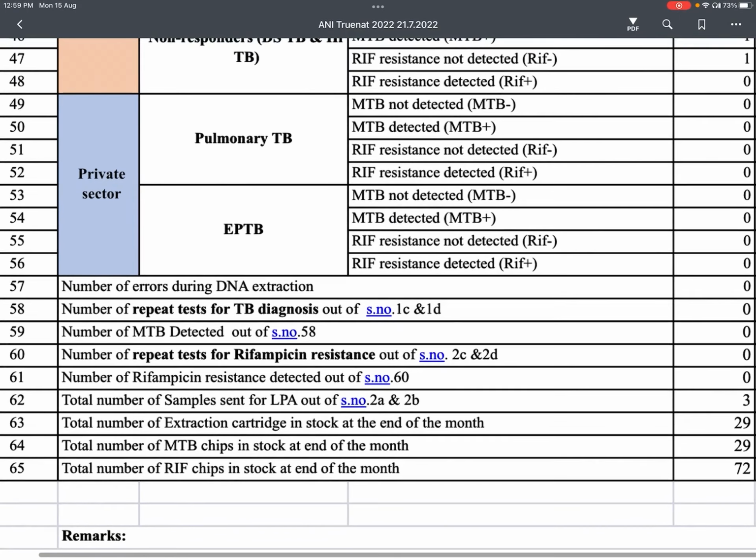And in the remarks column, please write the type of error you got for the MTB chip, 1, 2 or whatever. So that type of error you write so that we can troubleshoot later. And when we do error analysis, we can see what the real problem is and we can troubleshoot properly.